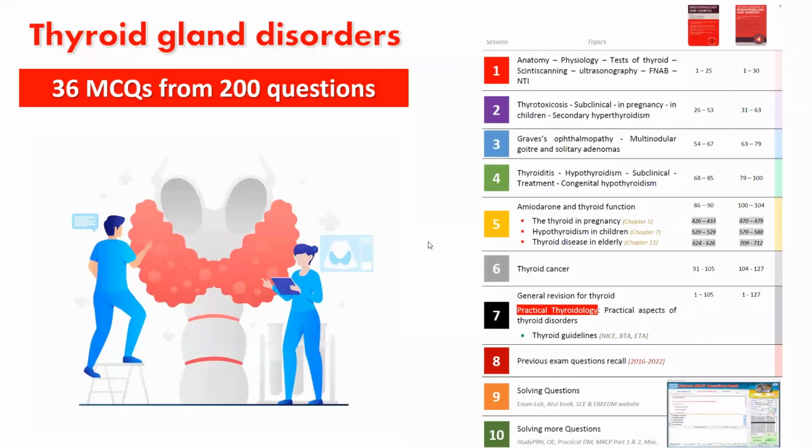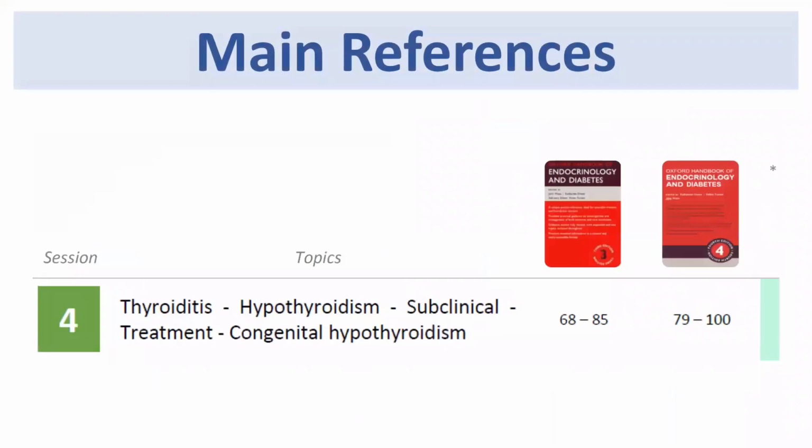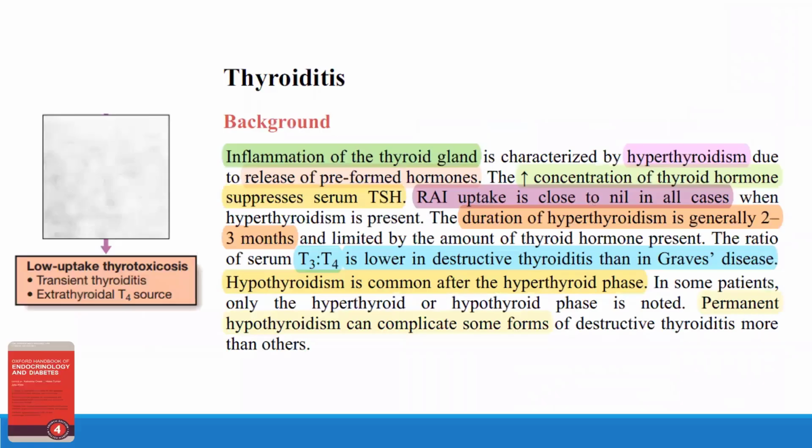So I will start my presentation today, inshallah. Thyroiditis. Thyroiditis means inflammation of the thyroid gland, destruction of the thyroid gland. So this is a case presented mainly by hyperthyroidism due to release of preformed hormone. TSH will be low, with increased concentration of thyroid hormone and suppression of the TSH.